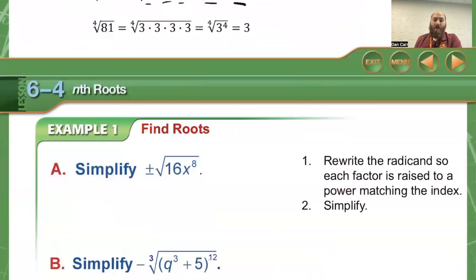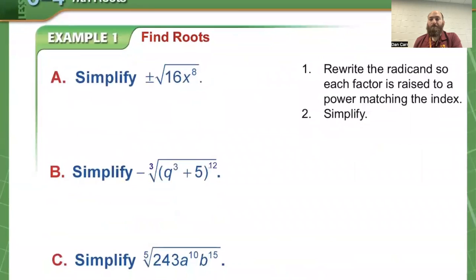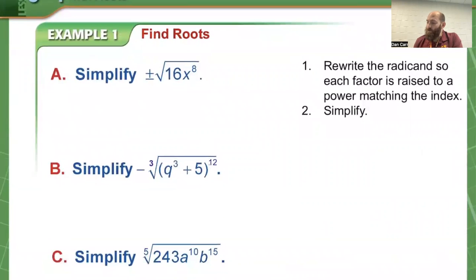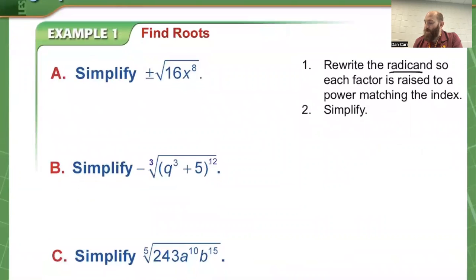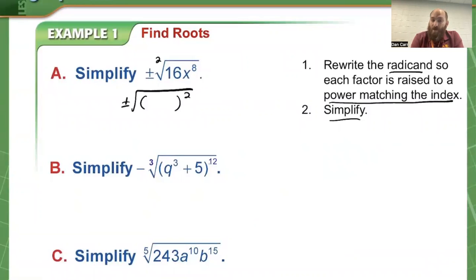Now we're going to make them a little more complicated. So we'll look at these right here. To help us with this, we're going to rewrite the radicand so that each factor is raised to a power matching the index. Then we're going to simplify from there. So for example, even though it's invisible, that's a 2 there. So I want to write this as the plus or minus square root of something to the second power, as long as it does work out that way. And it does in this case.